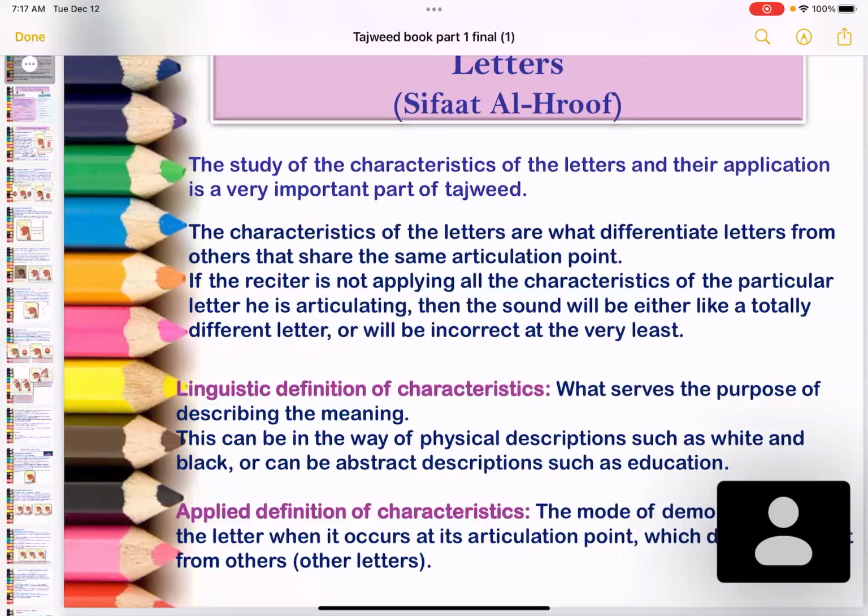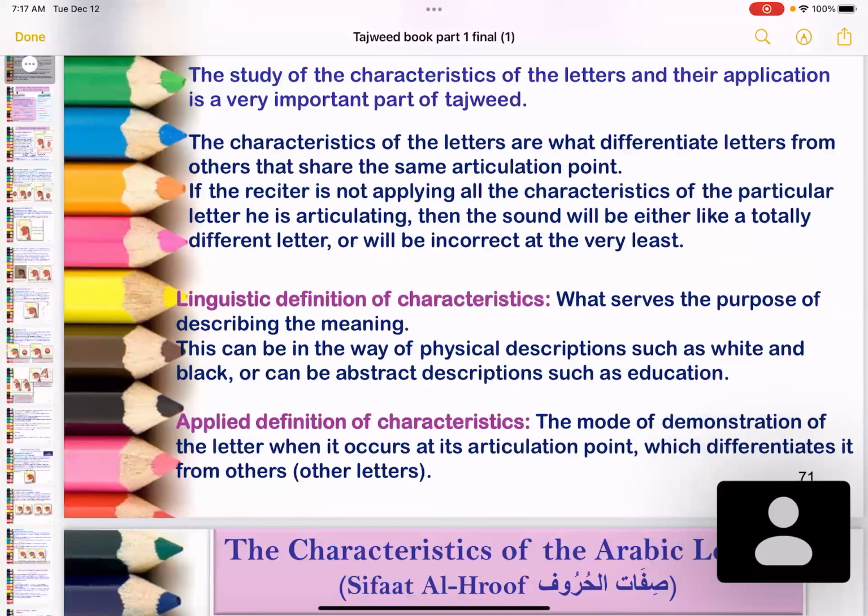And then build on it, by trying to apply the sifa of the letter while reciting it. So the linguistic definition of the characteristics is what serves the purpose of describing the meaning. This can be in the way of physical descriptions such as white and black, or abstract descriptions such as education. Okay, so how do I apply it?